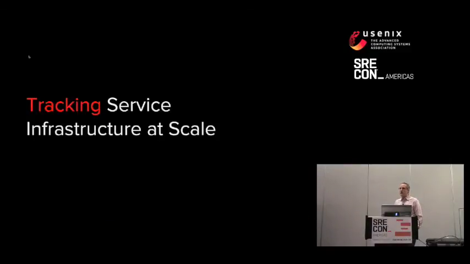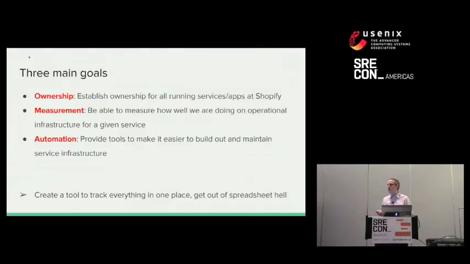So now we get to the actual details of the project. How do we do a better job of tracking these services? We had three main goals for this project. The first one, which might seem odd depending on what your company is like, was defining ownership. We actually didn't have concrete owners of software at Shopify. It was a very collective kind of ownership model. So we wanted to define owners. We wanted to be able to measure how well we are doing and whether we are getting better or worse. And most importantly, we wanted to use this as a platform for building out automation so we can make it easier to get better.